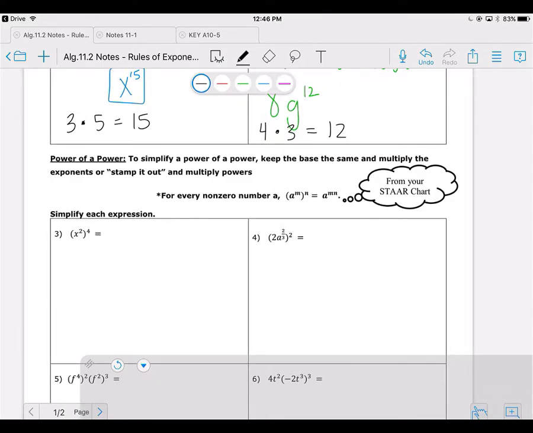So power to a power, we keep the base the same and multiply the exponents. Or stamp it out and add your powers. This should say add. Okay, so you either keep your bases the same and multiply the exponents, or you write it out however many times and add the powers like we did yesterday.